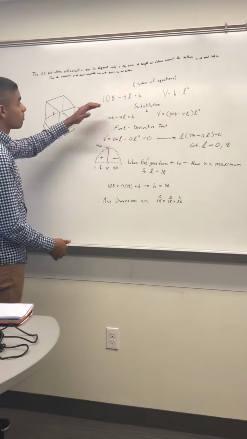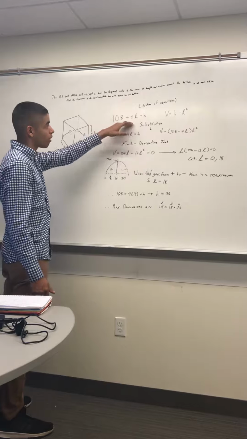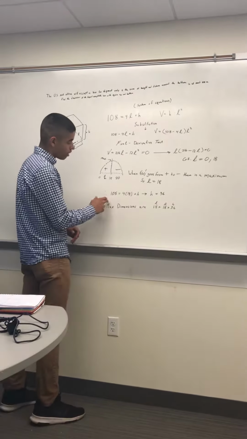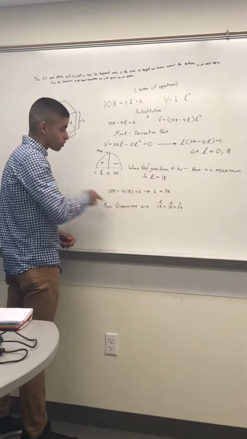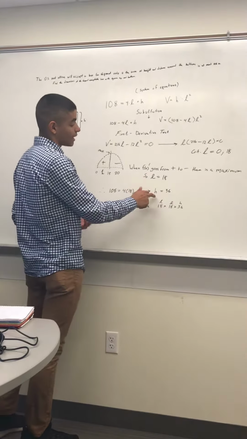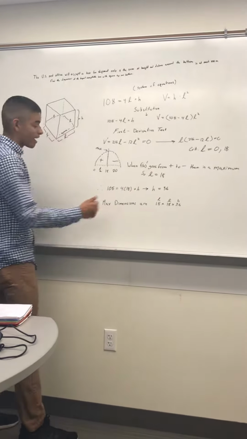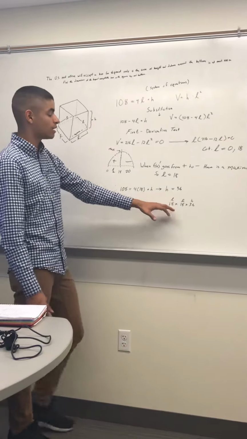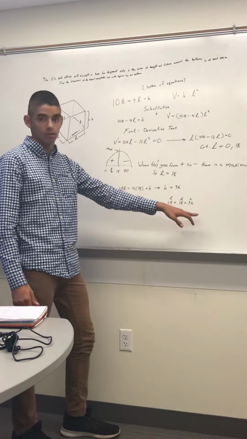Using this, we can go back to our original perimeter equation, plug in L and solve for H: 108 equals 4 times 18 plus H. You subtract the 4 times 18 in order to get H equals 36, giving your max dimensions of a length of 18 times another length of 18 times your height of 36.